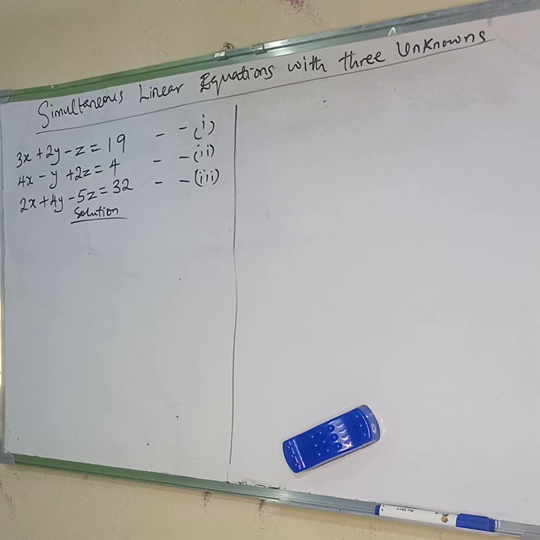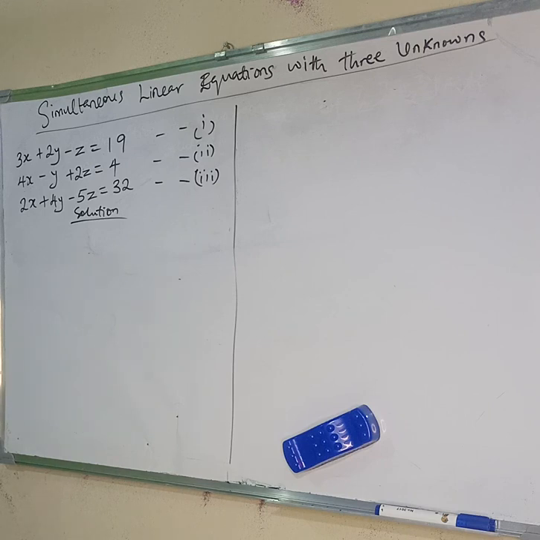In today's class, we're going to look at simultaneous linear equations with three unknowns, that's with three variables. The first thing you're going to do is to identify two equations in which you can make any of the variables have the same coefficient, and then you eliminate that variable.